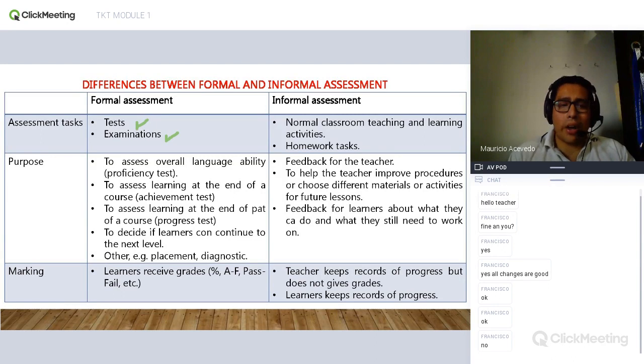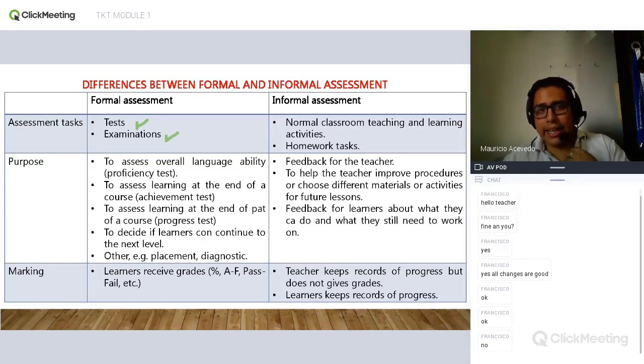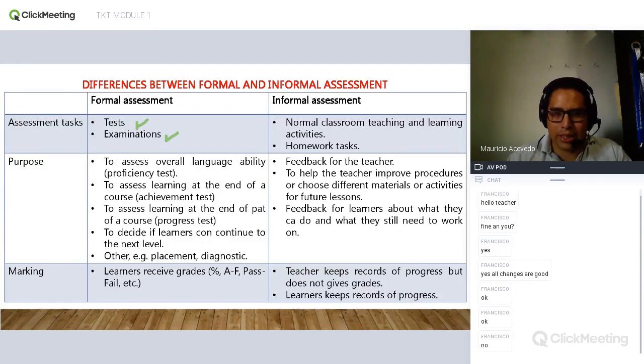Okay, how do you really mark it? In formal assessments, you normally mark them with grades, for example a percentage, 80%, 60%, 20%, or a letter as in the United States. A for the highest level, for the highest students, B, C, D until F, right? Which is basically fail. Or for example, just the words pass and fail, and that's it.